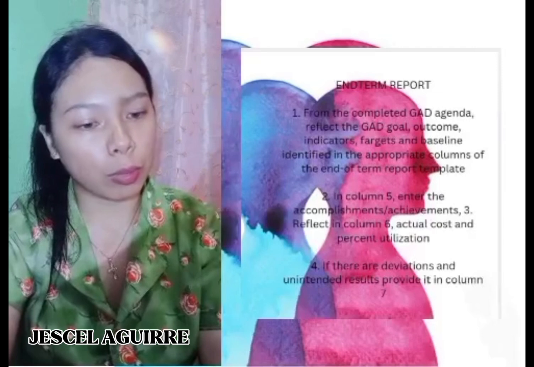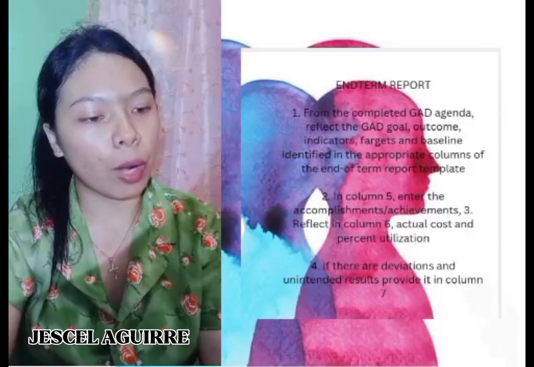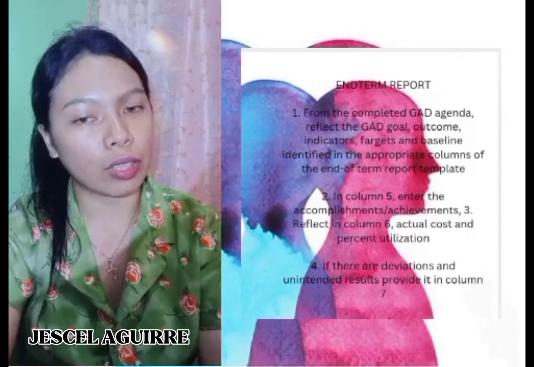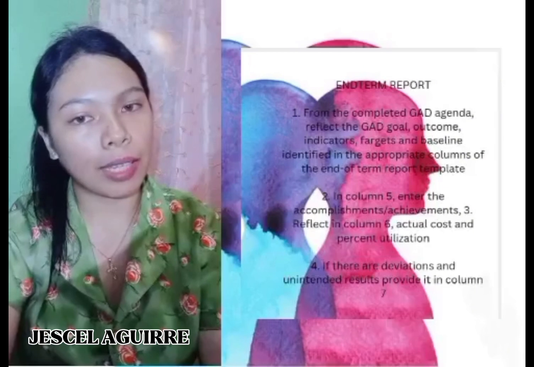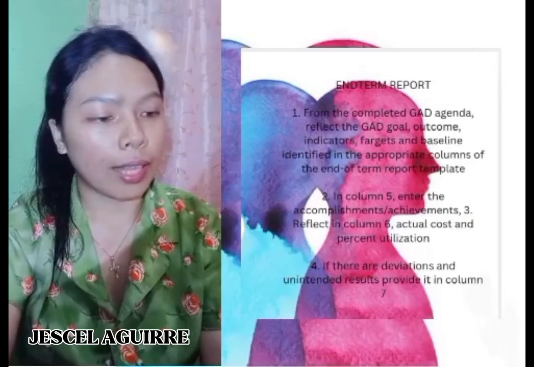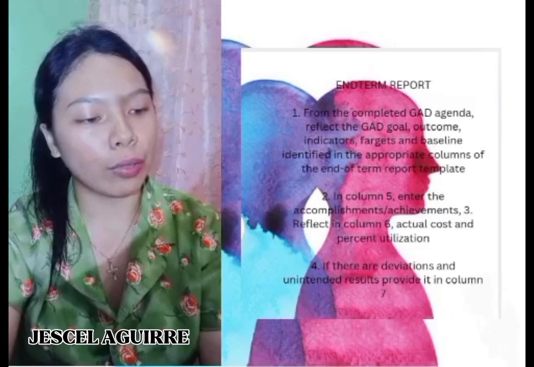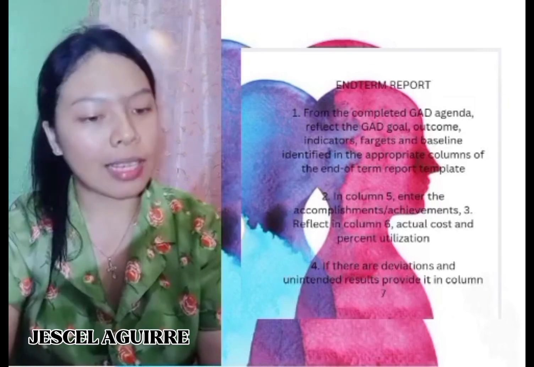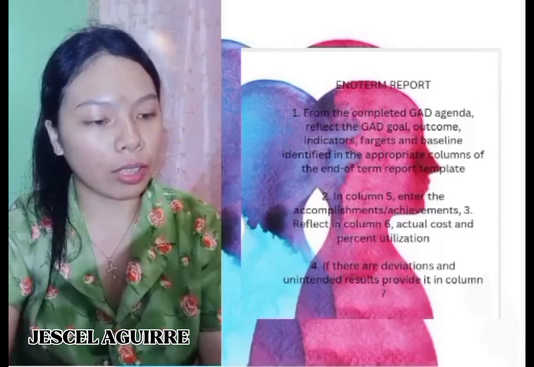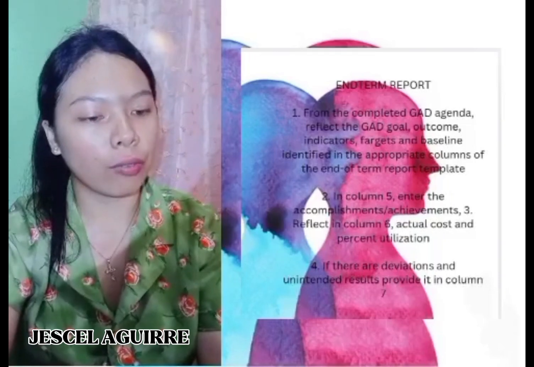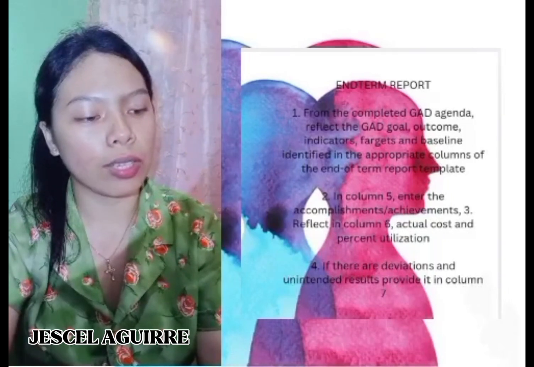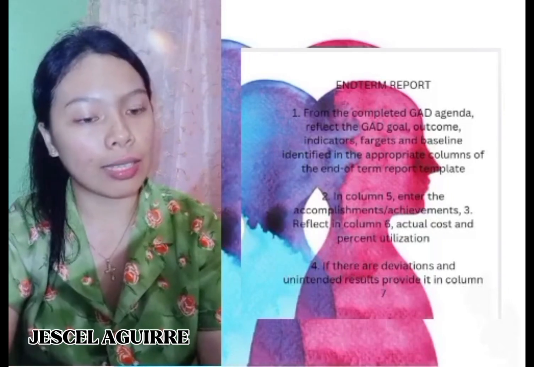And for the interim report, first, from the completed GAD agenda, reflect the GAD goal, outcome, indicators, and baseline identified in the appropriate columns of the end-of-term reports template. Second, in column 5, enter the accomplishment. Third, reflect in column 6 the actual cost and percent utilization.